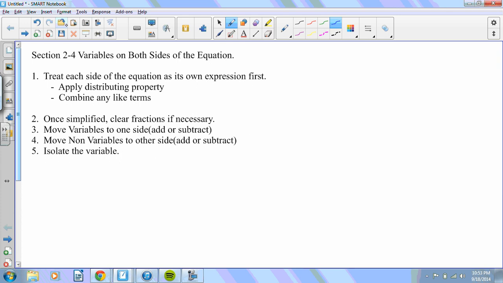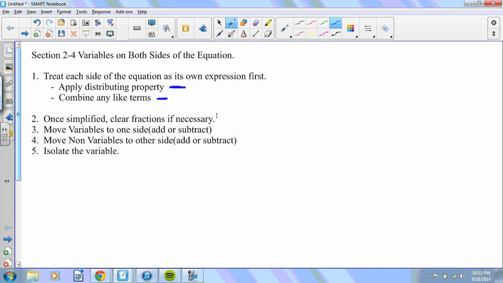As we look at an equation that has variables on both sides, we want to first treat each side of the equation as its own expression. So look at the left side, look at the right side, and simplify those as much as possible. We want to first apply the distributive property. If you have parentheses with something being multiplied, distribute that in. And then after that, combine any like terms. So we're going to clean up each side by itself first. It's going to give us fewer numbers to work with, and fewer problems in the long run.